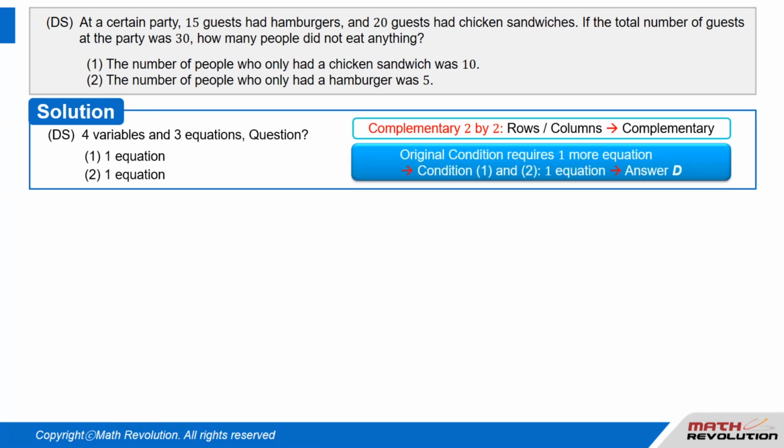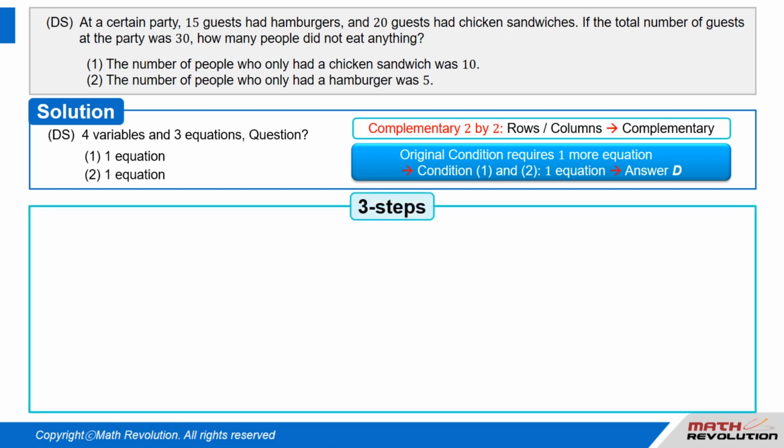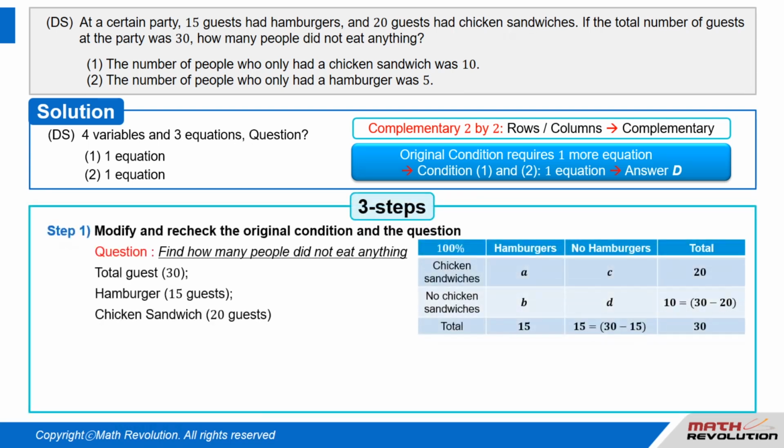We know that each condition would usually give us an equation, and since we need one equation to match the number of variables and equations in the original condition, the equal number of equations and variables should logically lead to answer D. Let's apply the 3 steps suggested previously. Follow the first step of the variable approach by modifying and rechecking the original condition and the question.